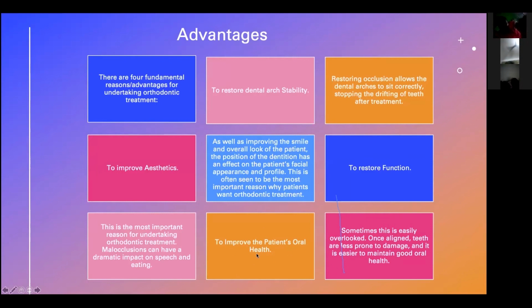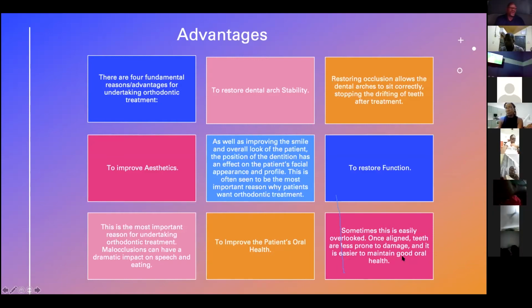And generally to improve the patient's oral health, because it's a lot easier for you to maintain good oral hygiene when your teeth don't have so many undercuts, where you wouldn't get food traps, which could cause caries and cavities and so forth. It's a lot easier for you to floss your teeth, use things like interdental brushes or TePe brushes and so forth. So sometimes this is easily overlooked, but once the teeth are aligned, they are less prone to damage and it's a lot easier to maintain good oral health.